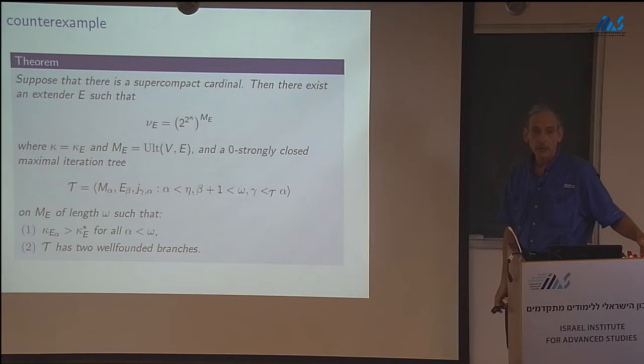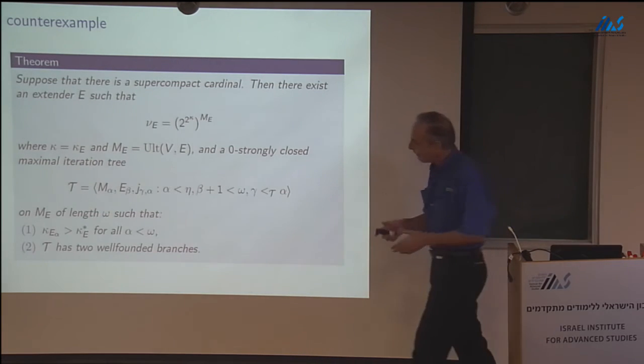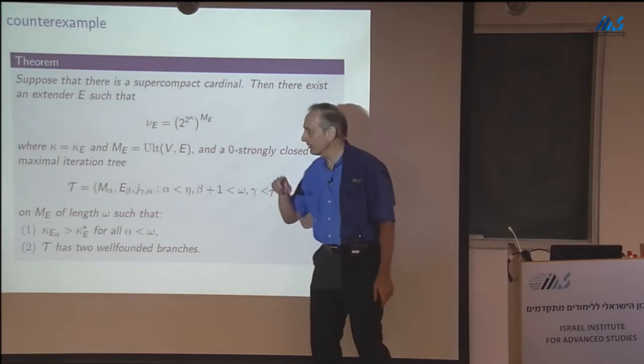So the weak unique branch hypothesis is false if you try to relax strongly closed in just one instance, the first extender used. Okay, so you have to restrict to zero strongly closed trees. Okay? So all that's happening here is you're applying one extender.